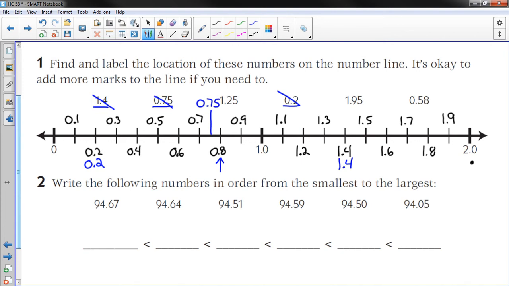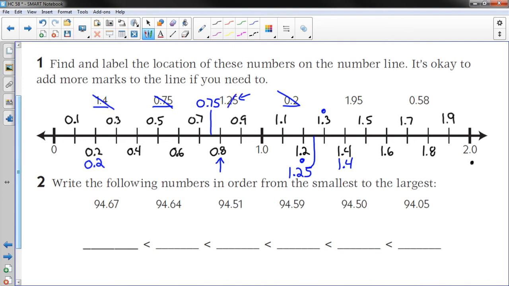Well, 1 and 25 hundredths, this one right here, that's greater than 1 and 2/10, which is over here, and 1 and 3/10, which is right here. So it's right in between. So I'm going to do this. 1 and 25 hundredths. Hope you guys can see that. So I got that one done.